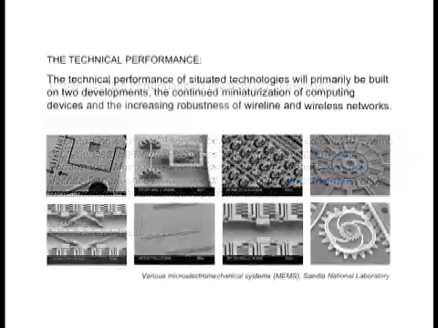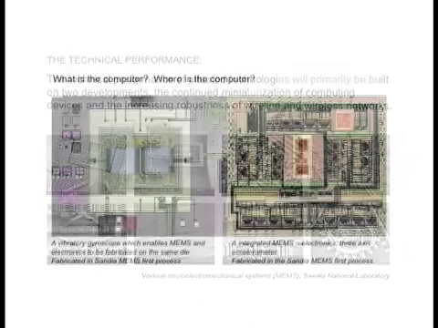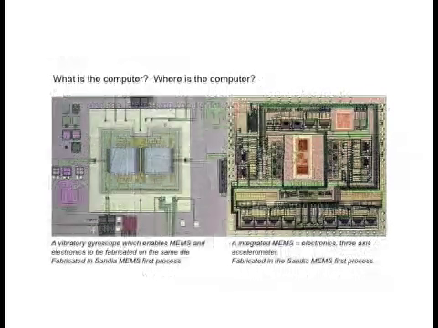So the technical performance, I'm going to start at the end in some ways. What are situated technologies? The technical performance of a situated technology will primarily be built on two developments: the continued miniaturization of computing devices and the increasing robustness of wireline and wireless networks. So what is the computer now, and where is the computer? The miniaturization of computing has effectively, as far as technological performance, done two things. One, it has made computing cheap, and secondly, it has made the energy cost of running computing cheap.